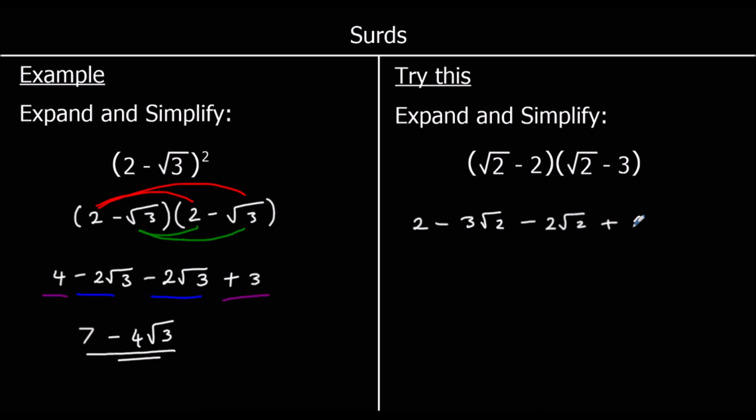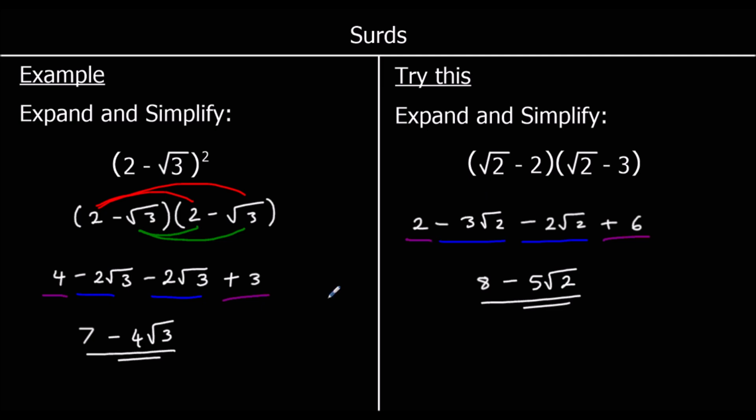2 3's are 6. So collecting the like terms, we've got 2 plus 6, and we've got negative 3 root 2, take away 2 root 2. So 2 plus 6 is 8. Negative 3 root 2, take away 2 root 2, will be negative 5 root 2.